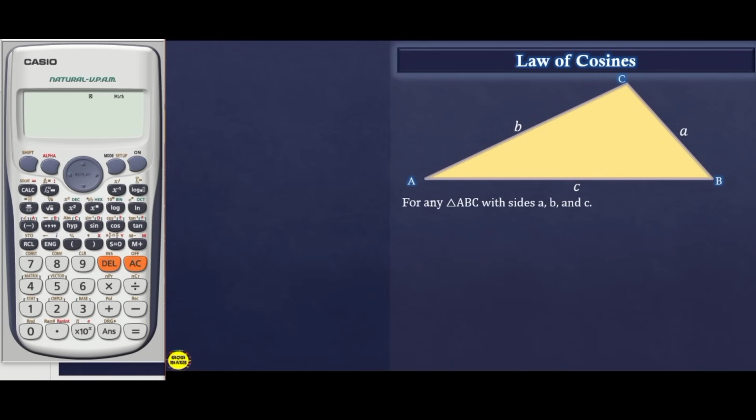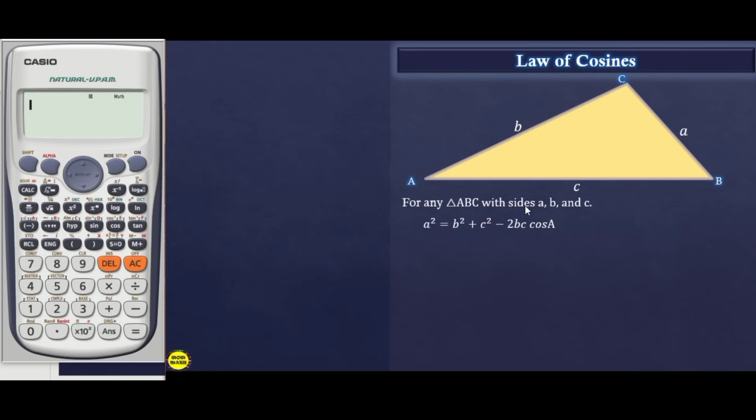For any triangle ABC with sides a, b, and c, again, ang representation po natin ng sides ay small letters a, b, and c. For our angles, ang representation po natin dyan ay capital letters A, B, and C. The angle A is always opposite its side a, ganun din po sa ating B at sa ating C.